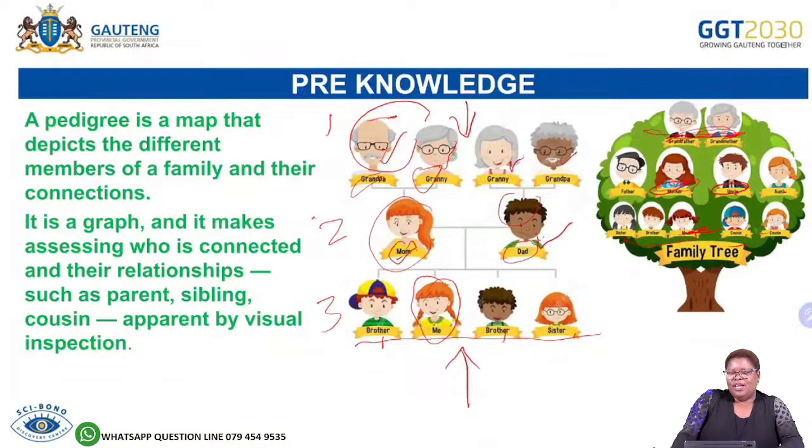Do you understand? So if you need to connect the way you are related, it will go on and on and on. Who knows? Maybe all of us are relatives today, right? So a pedigree is a map that depicts the different members of a family and their connections. It is a graph, and it makes assessing who is connected and their relationships easy, such as parents. I gave you an example of parents there, the siblings, as well as the cousins.